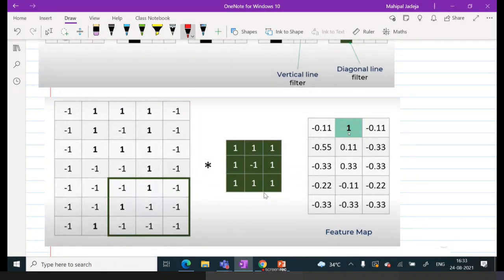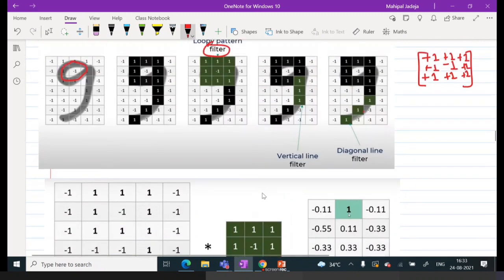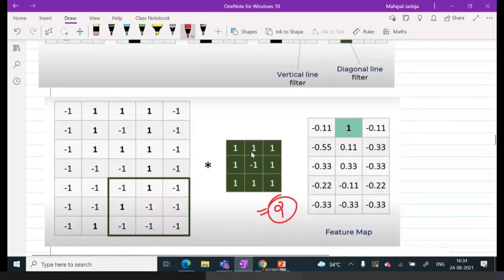So now, if I do the dot product of my 3 cross 3 submatrix of my image with this particular matrix, and my answer is, let's say, 9, then I can say that that particular pattern is present in my image. For example, if you just multiply this matrix with itself, then it will become clear.